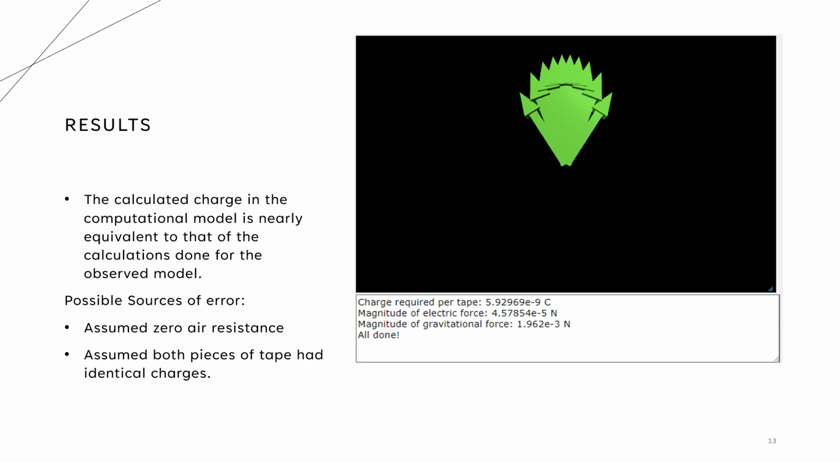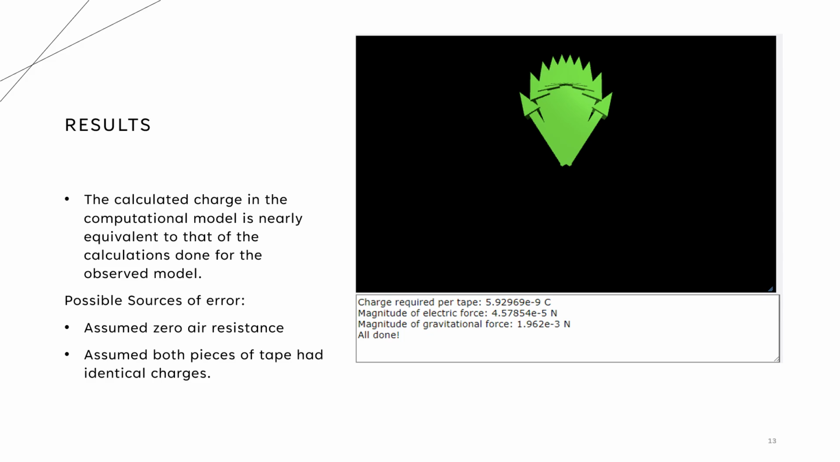Results. Here are the results from my lab. The calculated charge in the computational model is nearly equivalent to that of the calculations done for the observed model. This is likely because both the observed and computational models relied on the same set of equations, and they had the same input data.